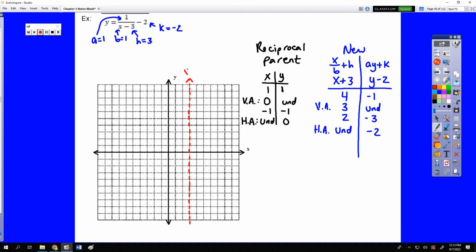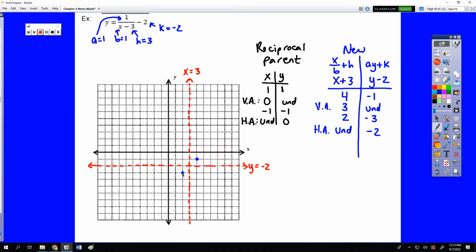Okay, that is the line x equals 3. And the horizontal asymptote is the line y equals negative 2. So we draw those first. And then we graph the two remaining points, which are located at (4, -1) and (2, -3).